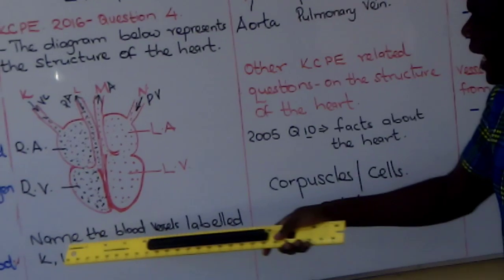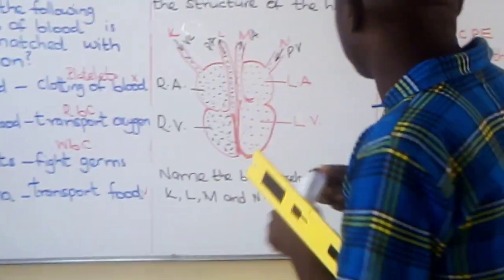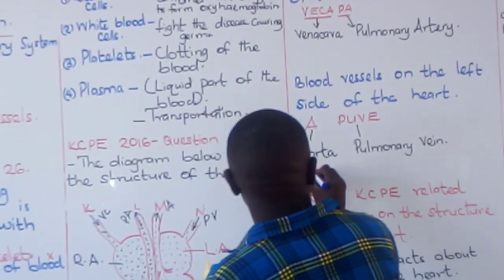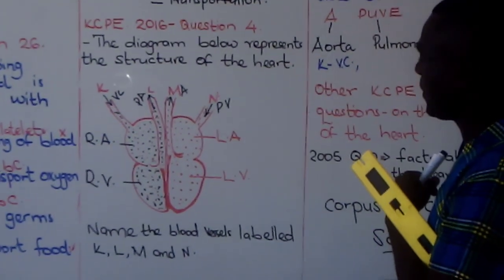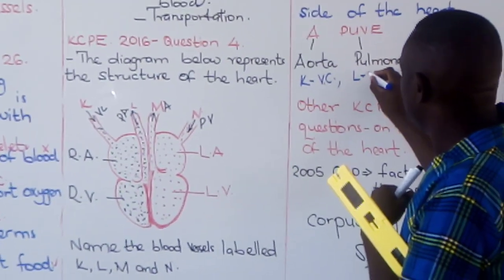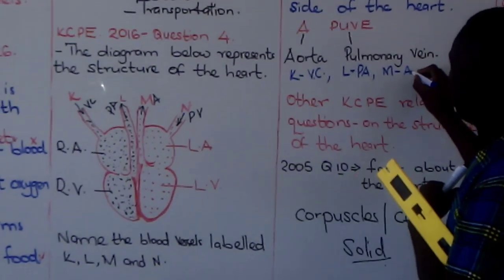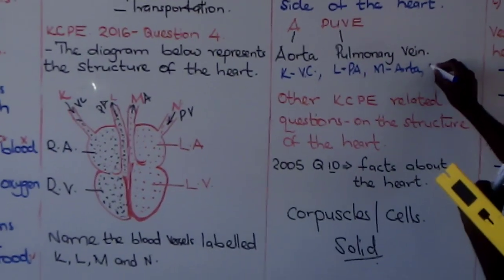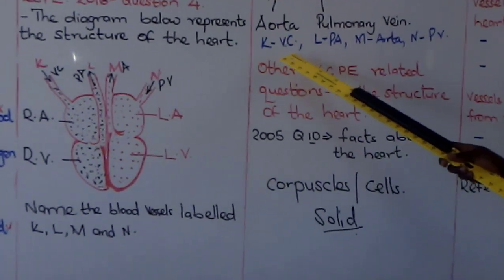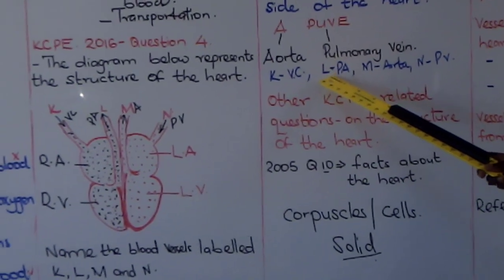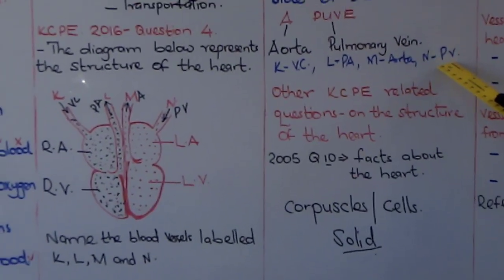So let's look at K. Allow me to write here. K is VC, vena cava. L is pulmonary artery. M is aorta. And N is pulmonary vein. Boys and girls, I repeat, K is vena cava, L is pulmonary artery, M is aorta, and N is pulmonary vein. I hope you've understood.